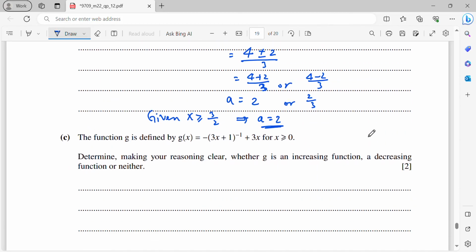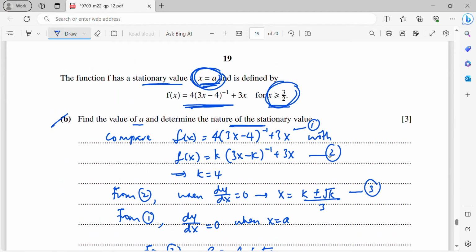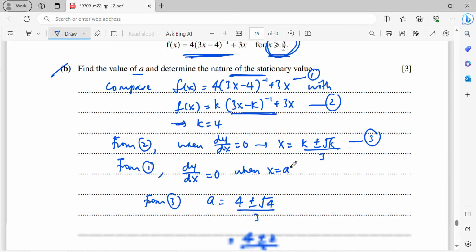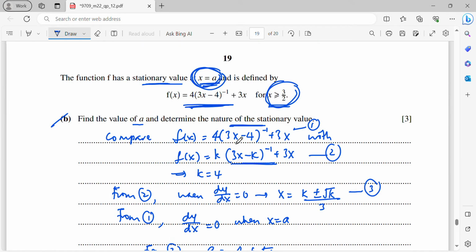Now, the function g is defined by this, where x is greater than or equal to 0. We need to make our reasoning clear whether g is an increasing function, a decreasing function, or neither. Increasing function means the differentiation is greater than 0, g prime x greater than 0. Decreasing function means g prime x less than 0. So now again, when I compare this with the basic form, obviously now your k is minus 1.